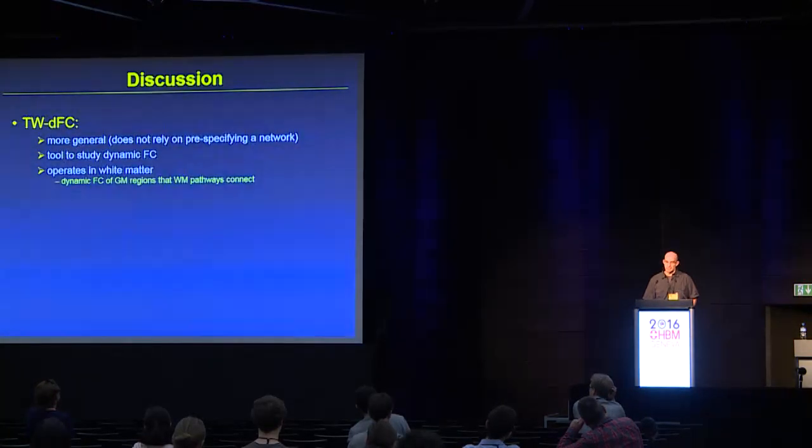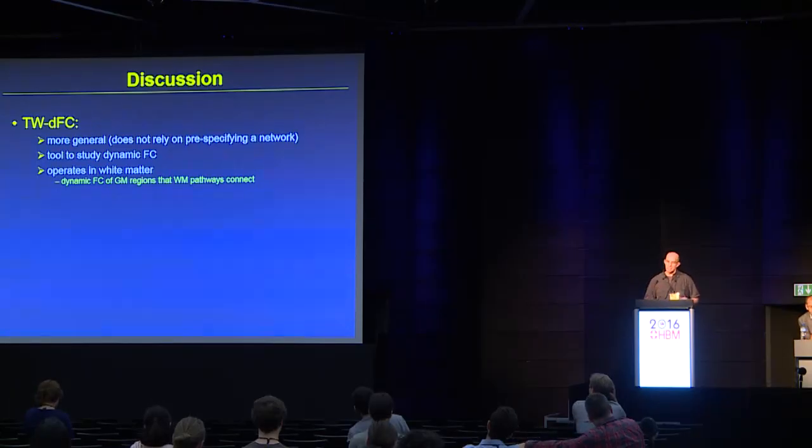I can skip that. That is summarizing what I said. And the track-weighted dynamic functional connectivity, the one I showed at the end, is a much more general method because you don't have to assume any particular network. It's a tool that can be used to study dynamic functional connectivity.